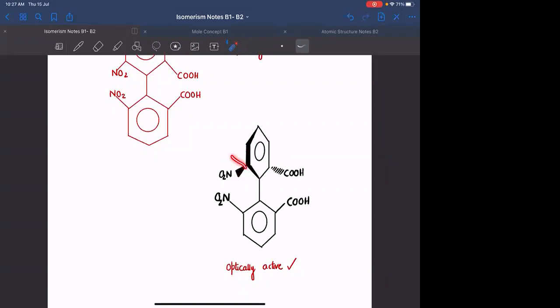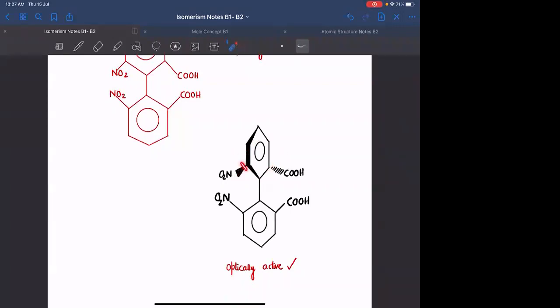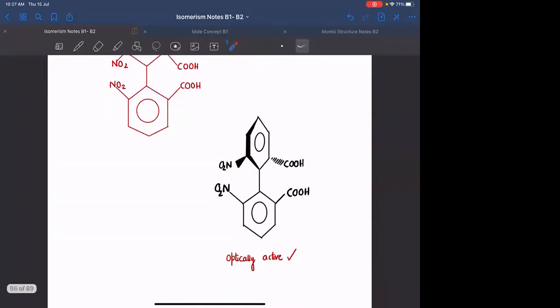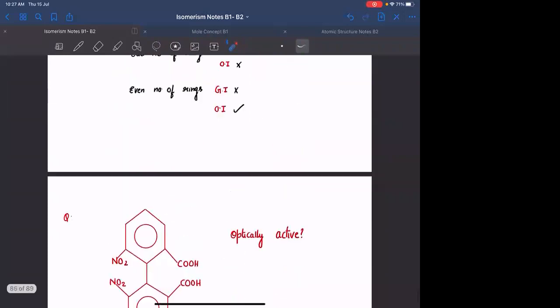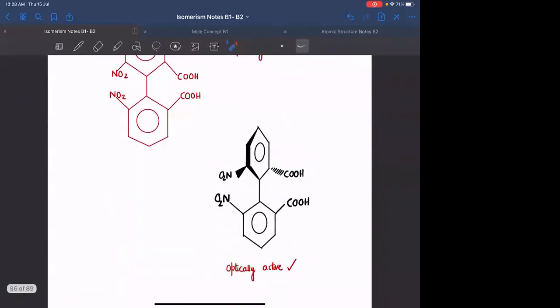You won't be having two different groups only in this. sp2 हो गया, यहाँ पे और कोई ग्रुप है नहीं है। You are having only one group which is not part of the ring. Clear? Okay. I hope this is clear. End of optical isomerism.